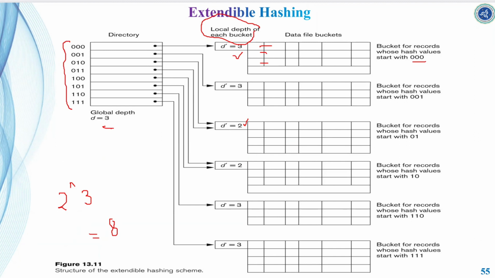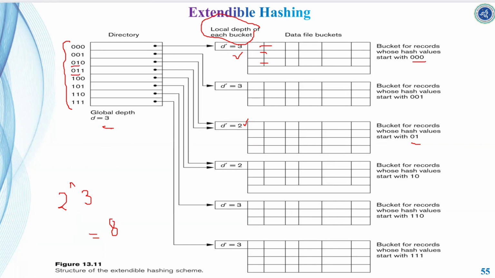What will be the case here? Here we are looking only for hash values that start with 0, 1. So 0, 1 is the case here, and again 0, 1 is also the case. So whatever data is 0, 1 and 0, 1, both will be given to this bucket.